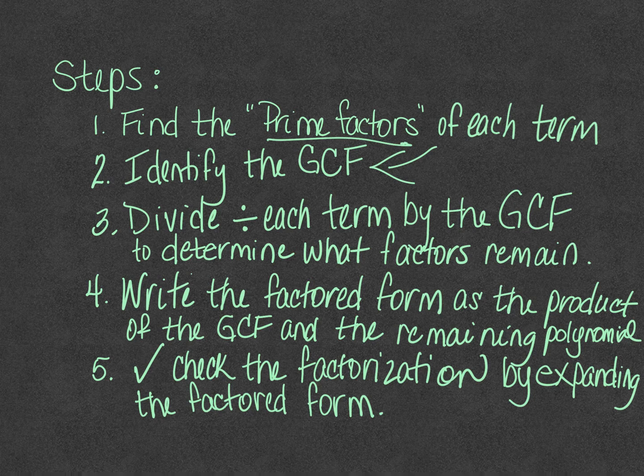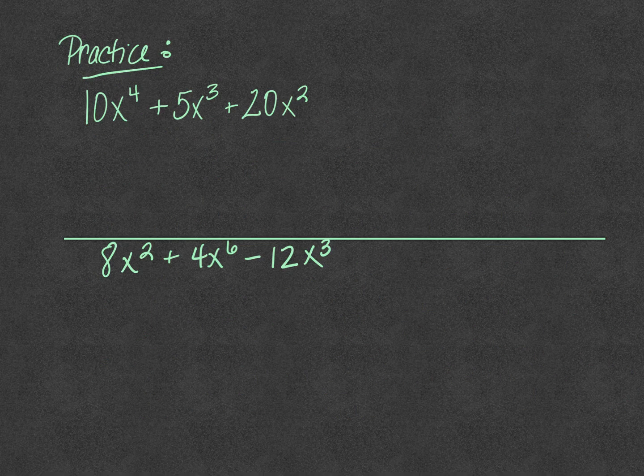Now, you're going to find the greatest common factor, and then you're going to divide each term by that greatest common factor to determine what factors remain. And then you're going to write the factored form as the product of the GCF and the remaining polynomial, and then you can check your answer as well. Now, let's practice some of these.